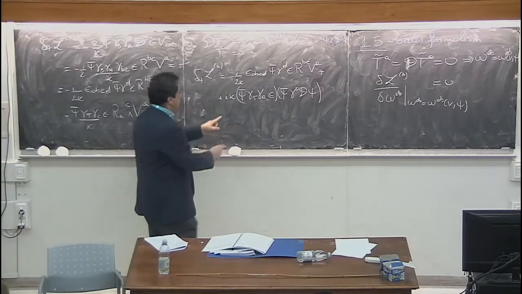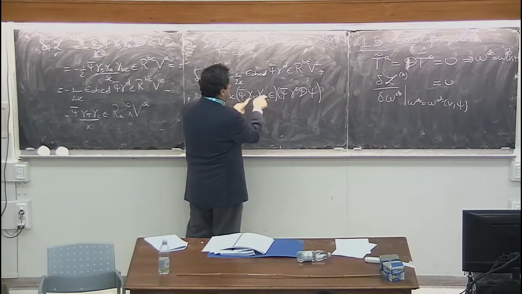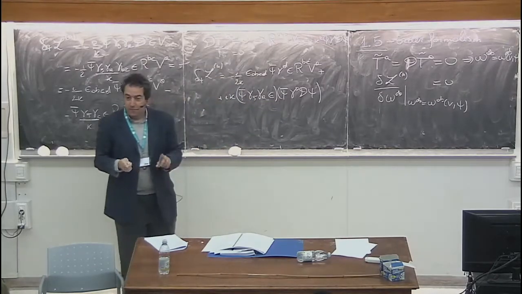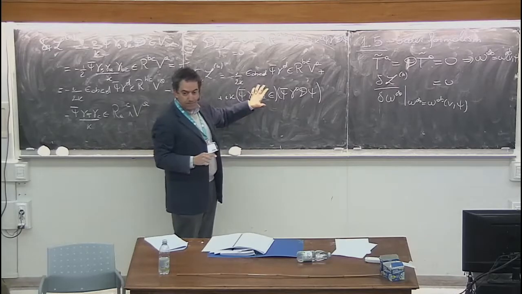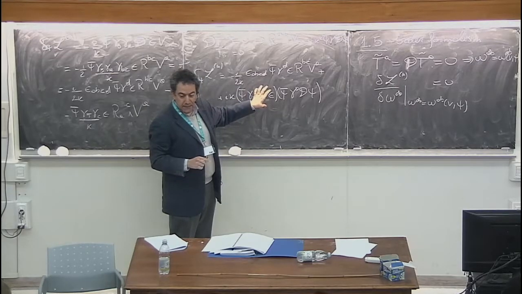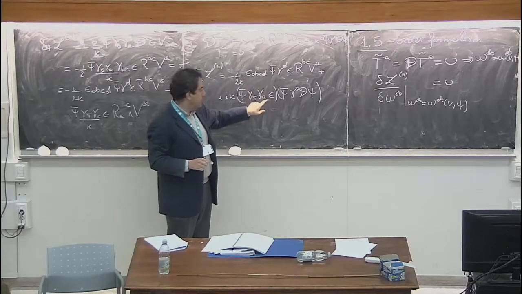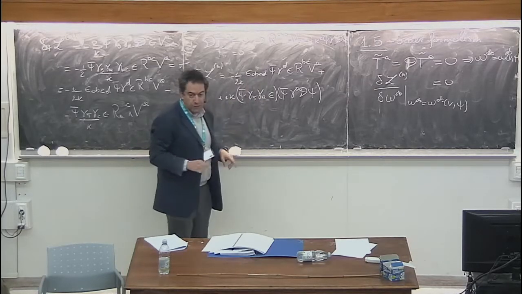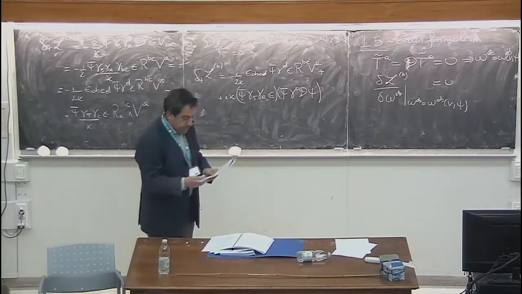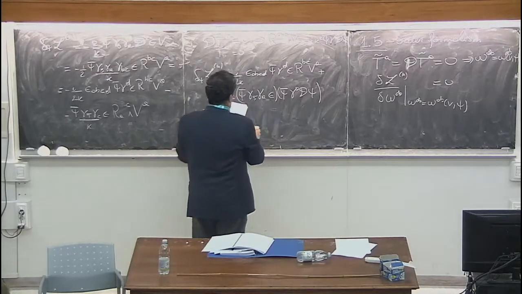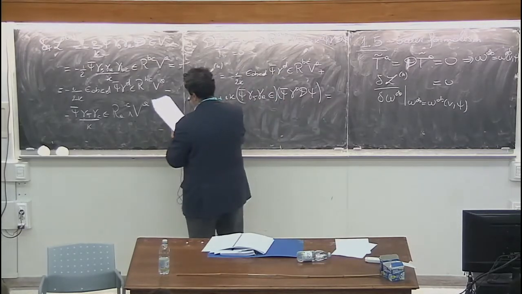Now we can simply switch the position of epsilon and psi for free. No change of sign, because this is an anti-symmetric matrix, right? The C times this is an anti-symmetric matrix, so we can simply switch the position of the two with no change of sign.